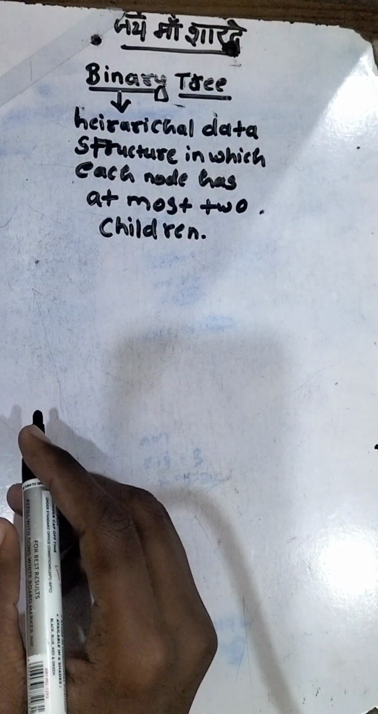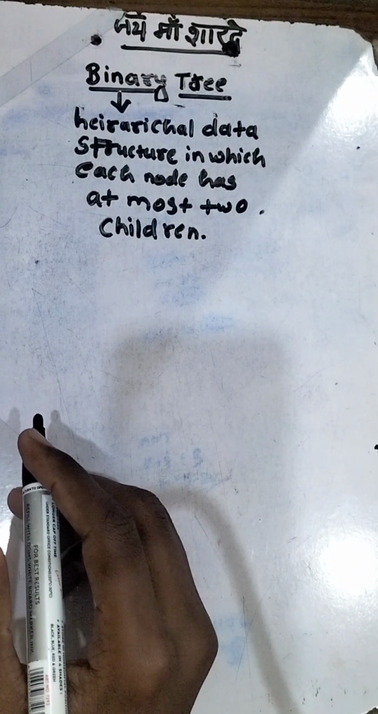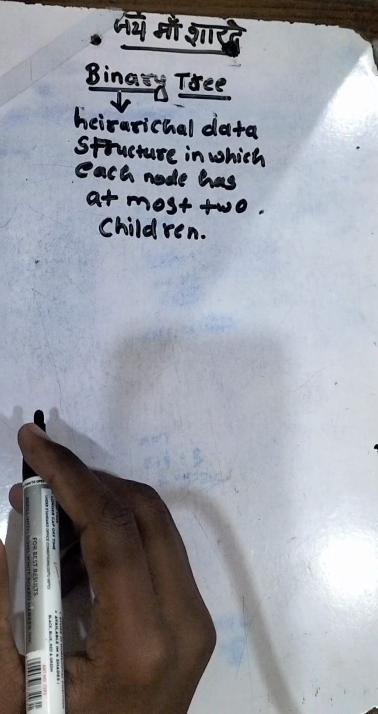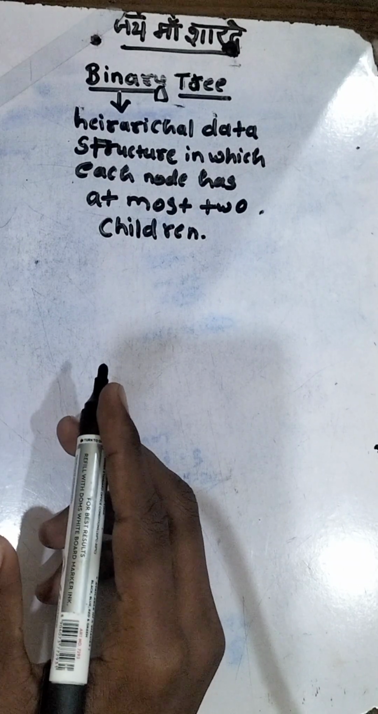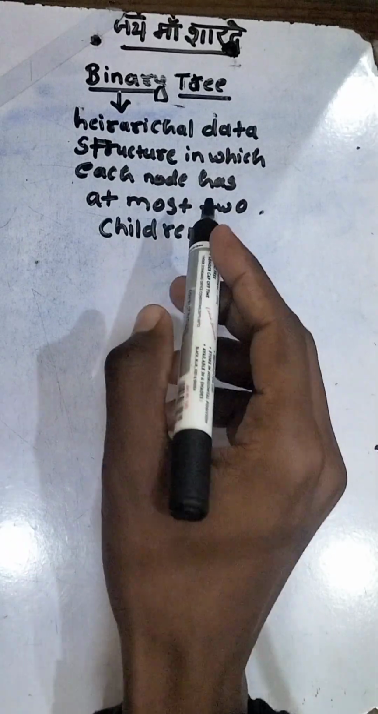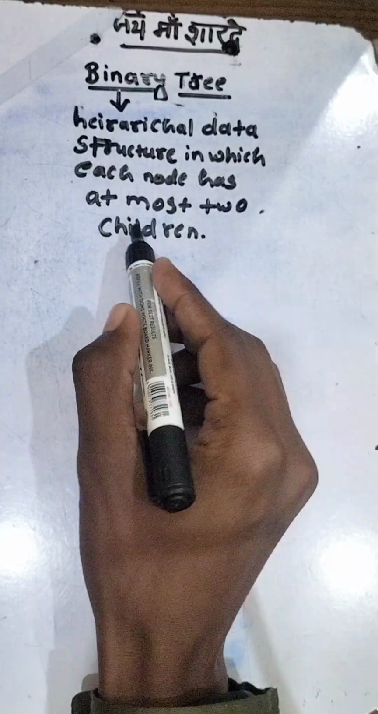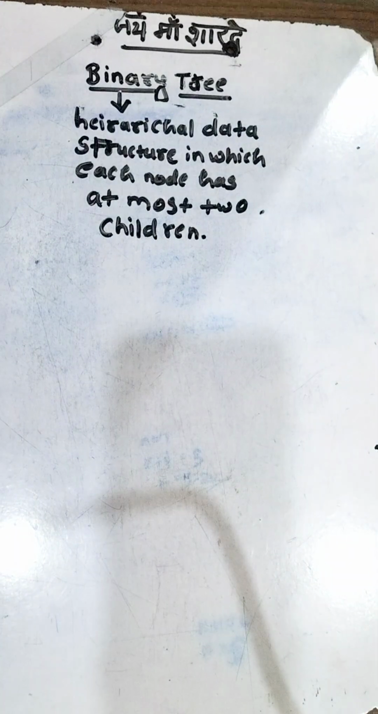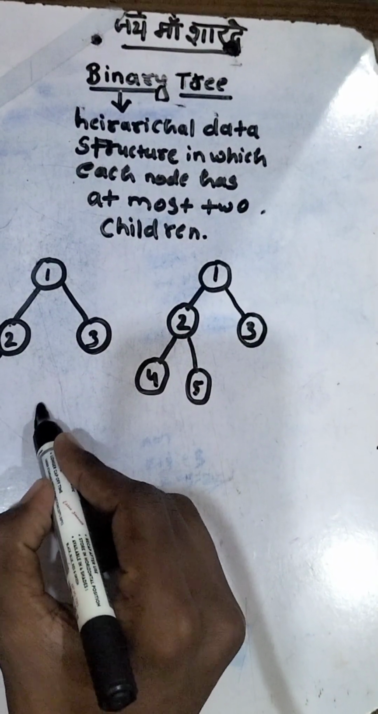And now I am going to discuss a very important and special type of data structure, that is binary tree. It is a special type of tree in which the data is organized in a hierarchical way, in which each node has at most two children. So first of all, we have to understand what it means that each node has at most two children. So these are two examples of binary tree.